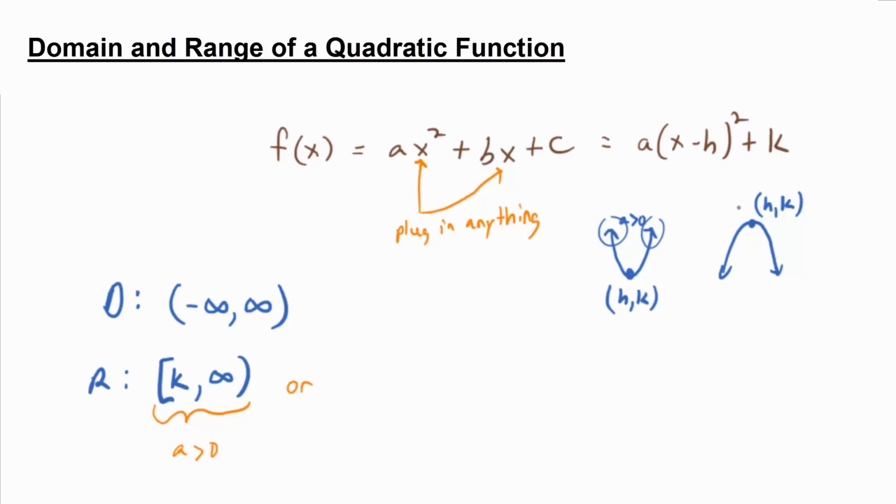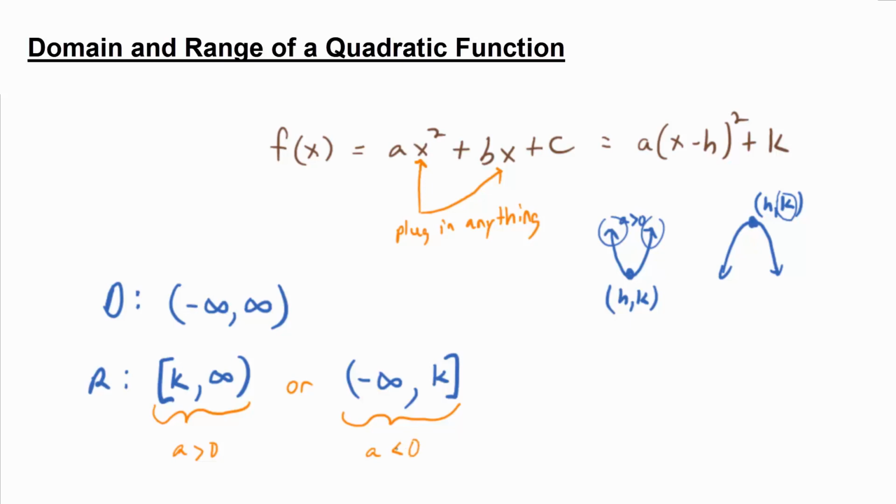Or, what's the low value if it opens down? Yeah, well, it never gets there, but that's how we think of it. Negative infinity. And then what's the high value? It has a maximum of k. K is included, so brackets around k. And that's when a is less than 0.